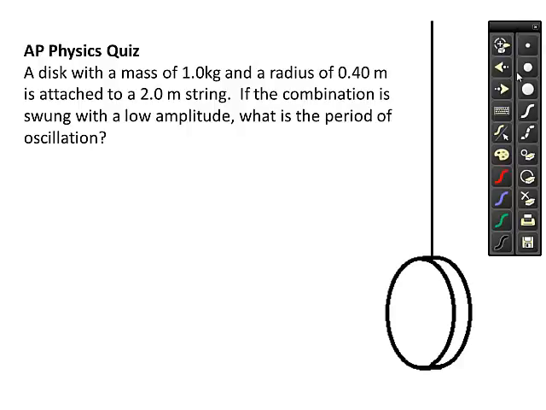All right, it says quiz at the top, but we're just going to do this together. If you want to think of it as a quiz, go for it. It says a disc with a mass of 1 kilogram and a radius of 0.4 meters is attached to a 2-meter string, and then the string is hung from the ceiling. I didn't write all that out because I got a picture there. If the combination is swung with a low amplitude, what is the period of oscillation?